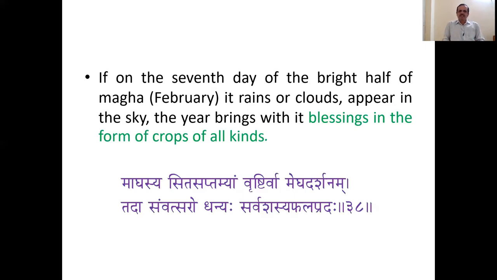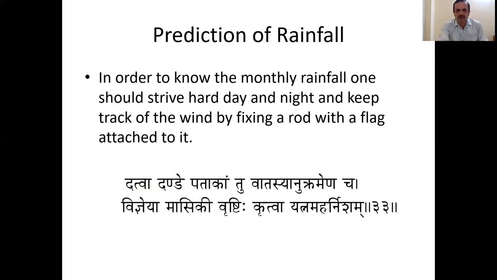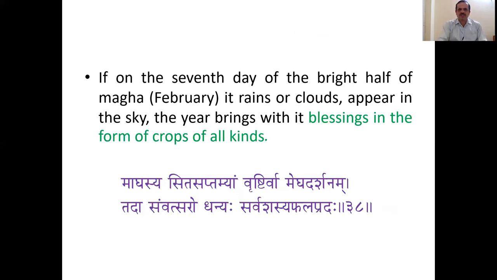If on the seventh day of the bright half of Magha, that is in February, it rains or clouds appear in the sky, the year brings with it blessings in the form of crops of all kinds. So it is said to be good if it is raining or if there is cloud in the month of February.